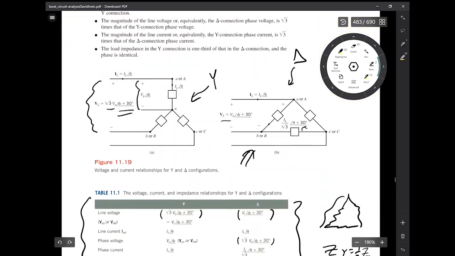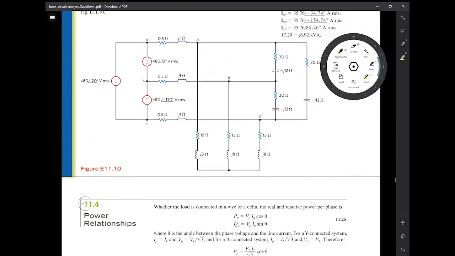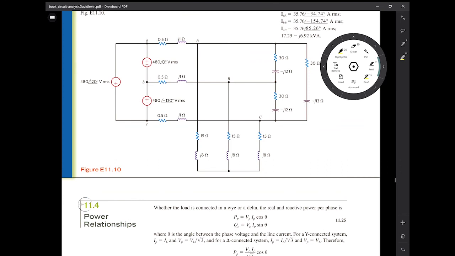So we are done with the three-phase sources and loads, Y and delta, and their different connections.